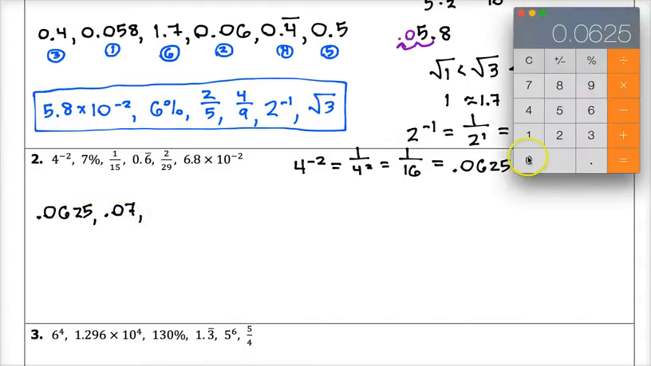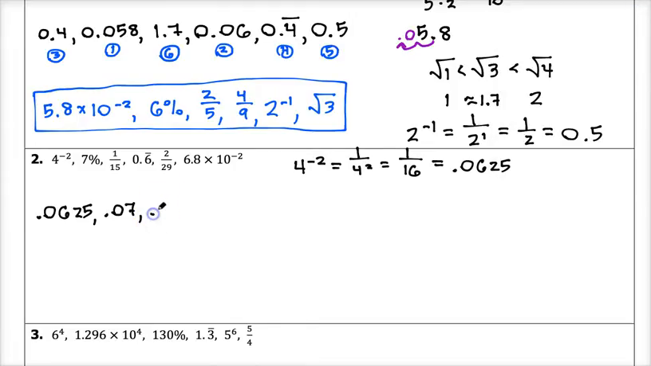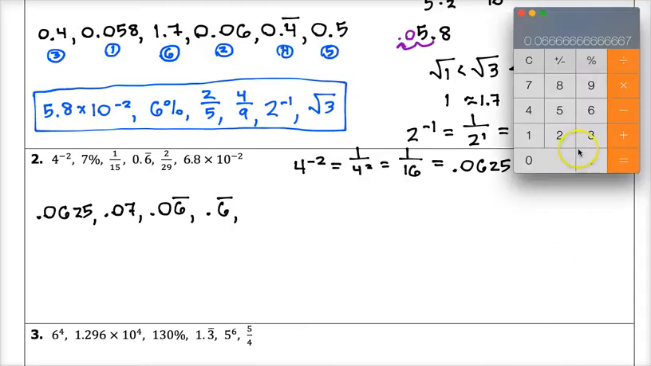1/15, I'll pull out my calculator for that as well. 1 divided by 15 is 0.06 repeating. The next number in our list looks similar to this, but it's 0.6 repeating, not 0.06 repeating, so be careful there. 2/29, again, I'll use my calculator for this.